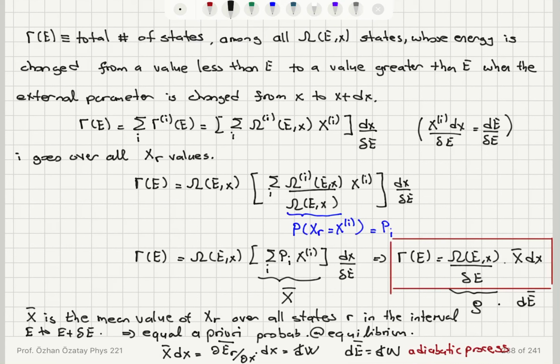So x bar dx is ∂Er bar/∂x dx, and the change in the energy levels will be due to the work done on the system, d bar w, for the adiabatic process. So we're going to use this omega of E in order to finally calculate or reach our change in the total number of accessible states when x changes by an amount dx in our next video.